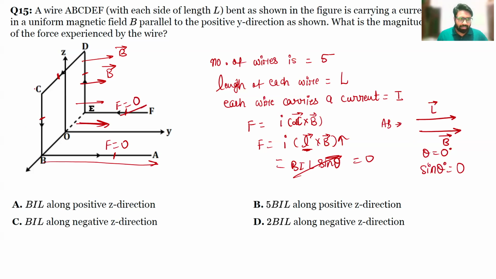Now we will have to calculate for wire CB. Wire CB has a length vector in this downward direction, and the magnetic field is in this direction. Both are perpendicular to each other, which means theta is 90 degrees between them.